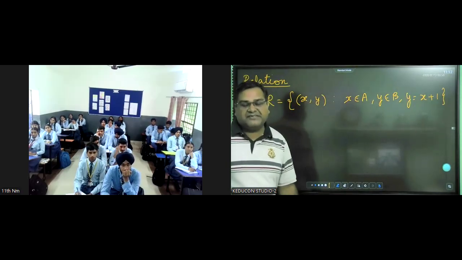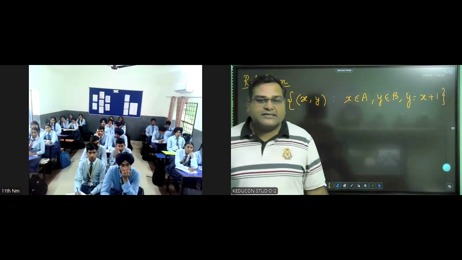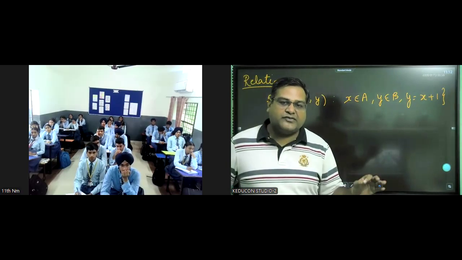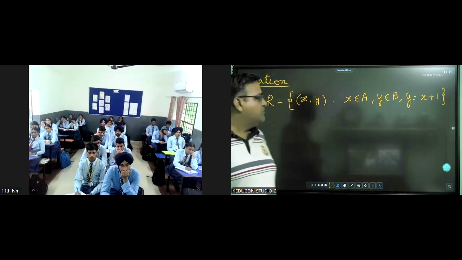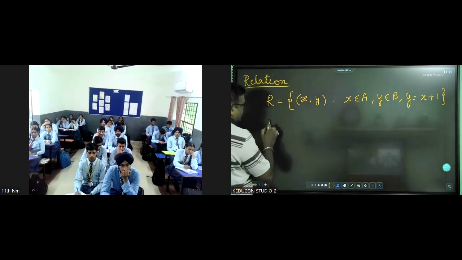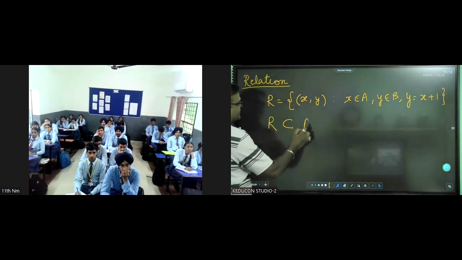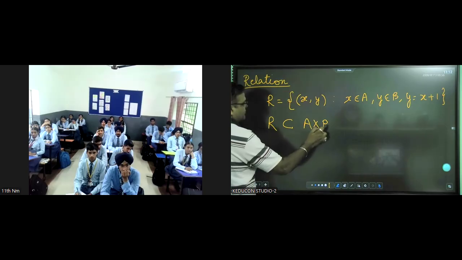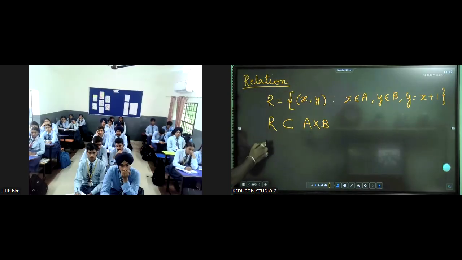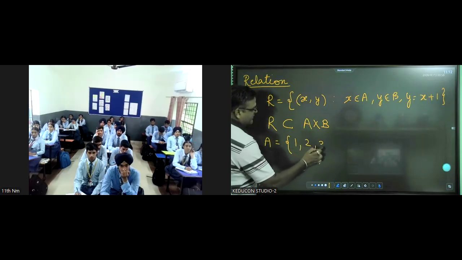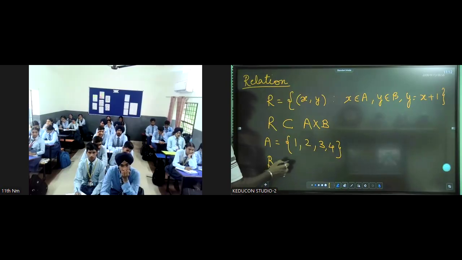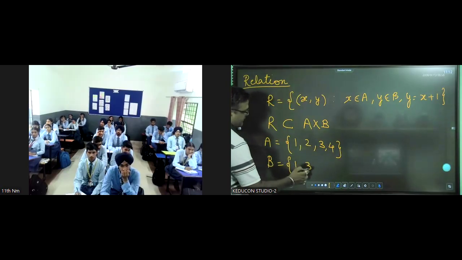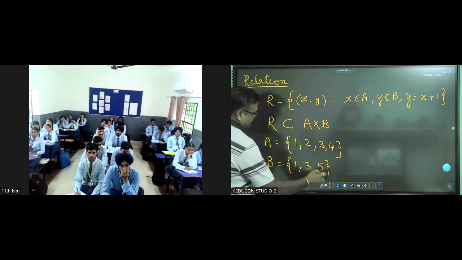Every relation between the two sets is a subset of the Cartesian product of the sets, right? Means any relation you take, this R is a subset of the Cartesian product A and B. Let for that matter my set A have these elements and B has the elements 1, 3, 5. Is this clear, students?